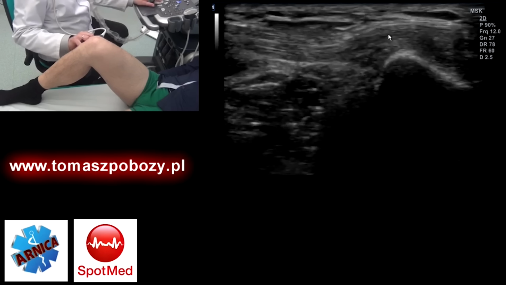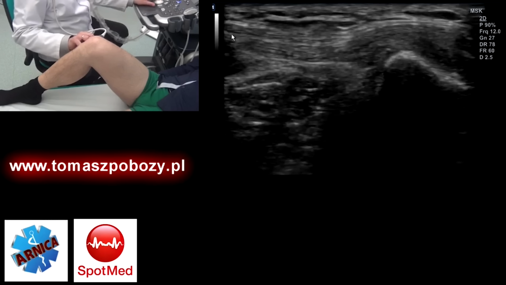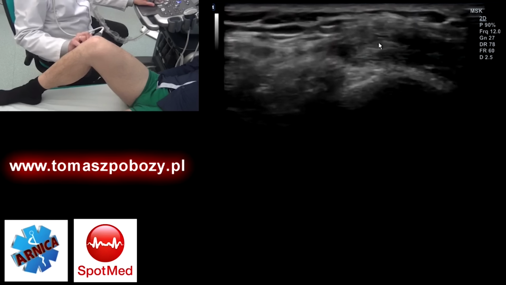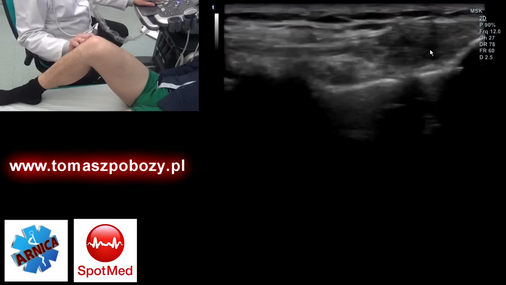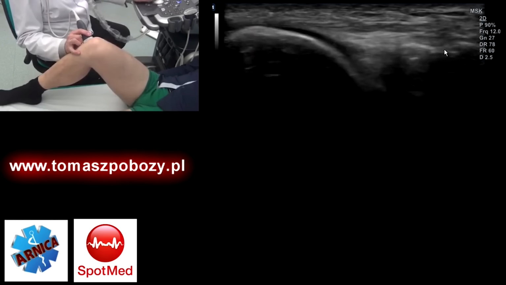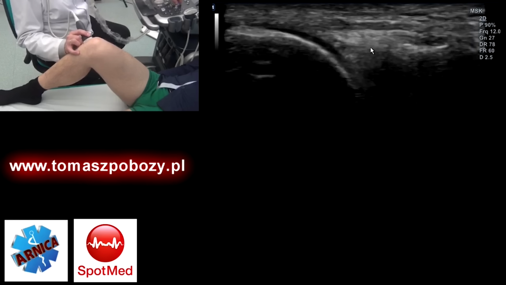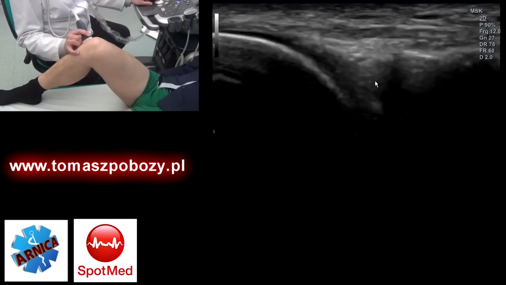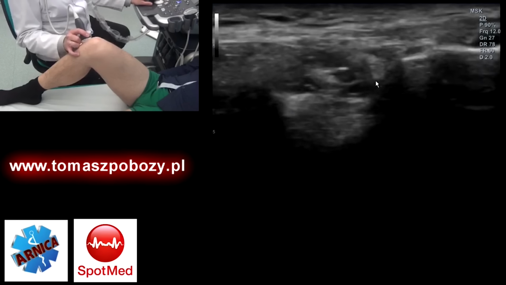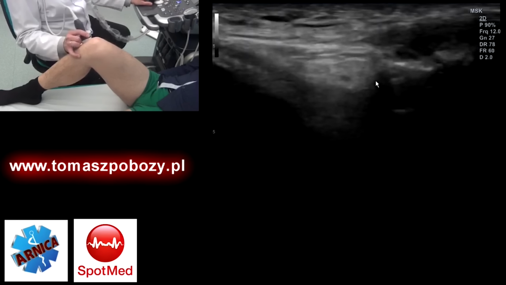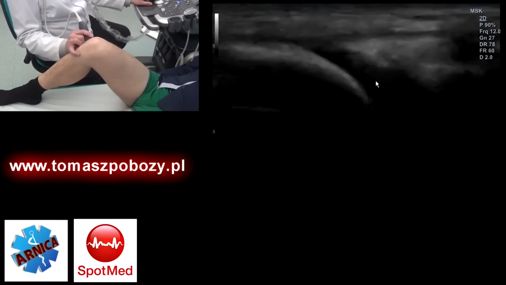Rotating the probe allows us to visualize the biceps femoris tendon in longitudinal view. It's best seen with the patient prone, examined from posterior. On the lateral side, we evaluate the lateral meniscus. Here, a small vessel can be seen in its external portion. It's pulsatile and should not be mistaken for a small cyst.